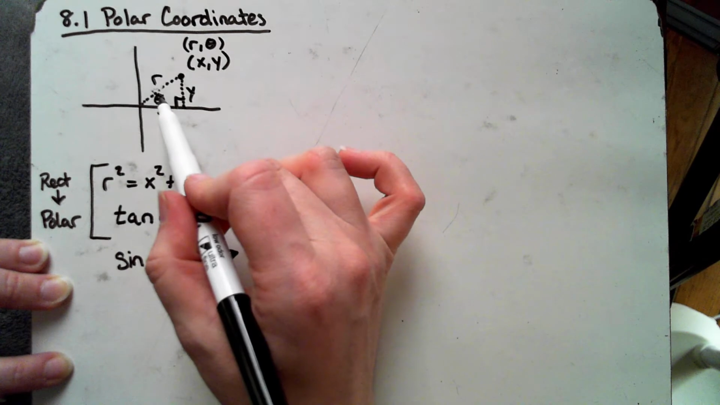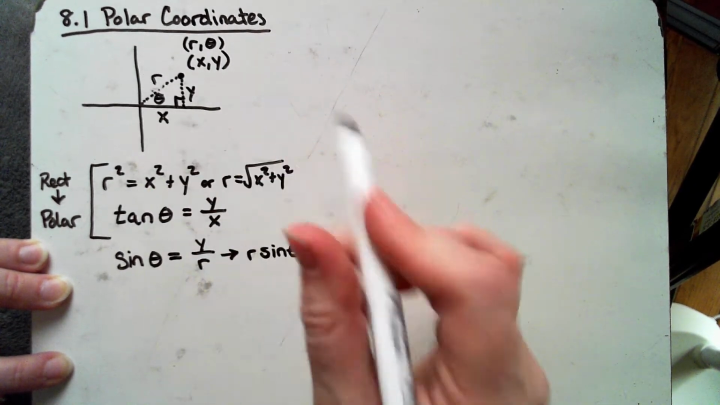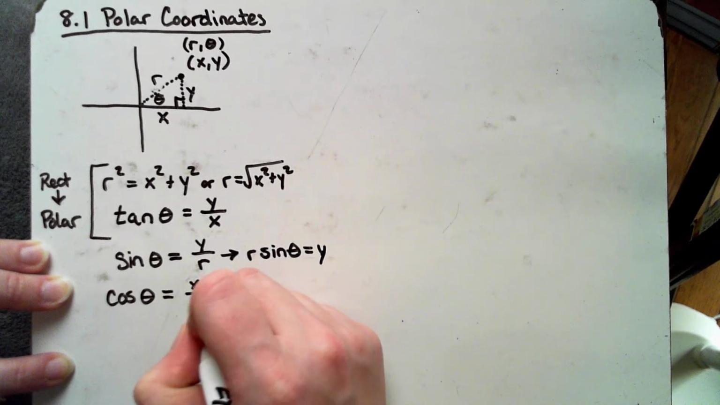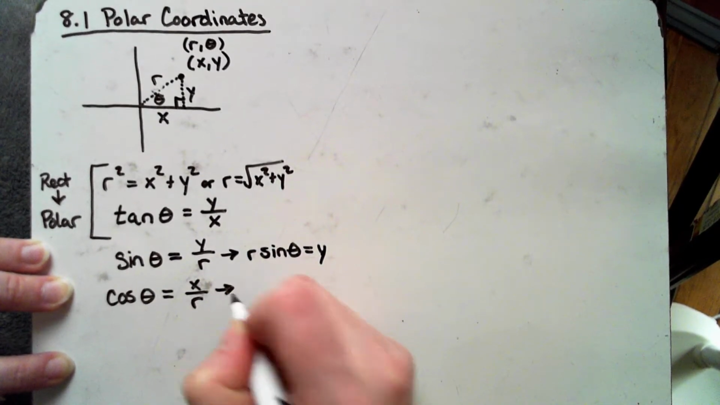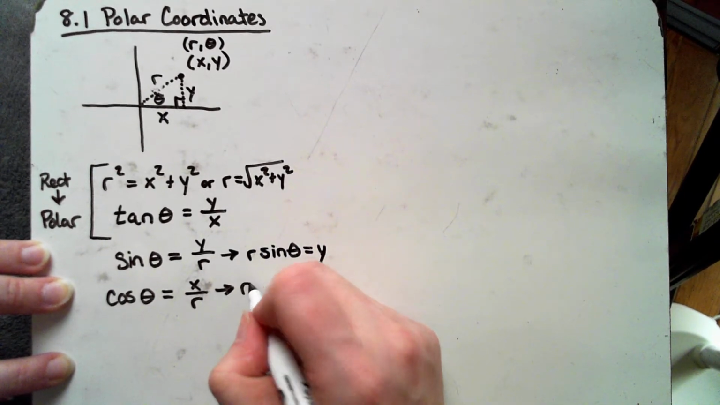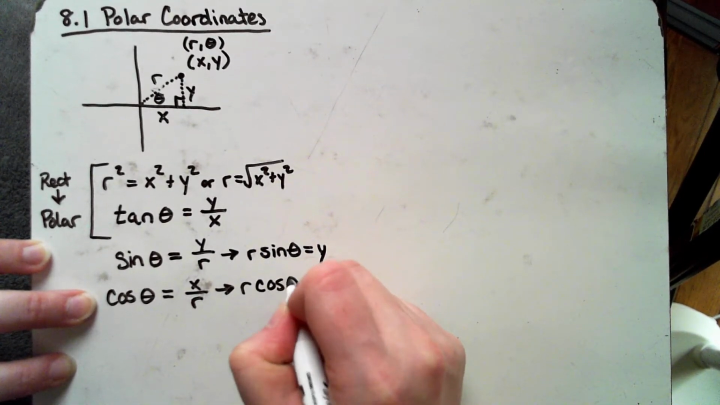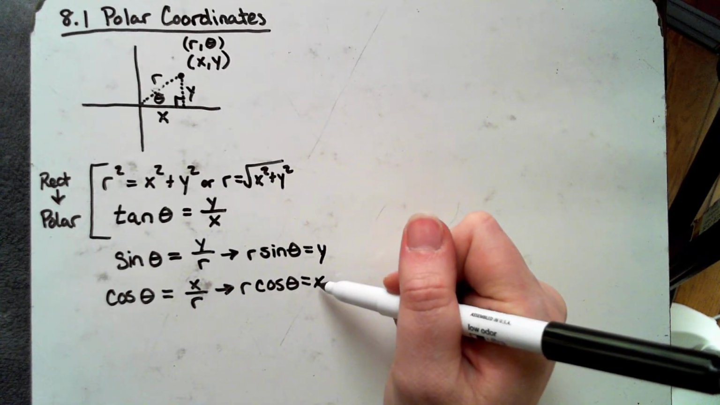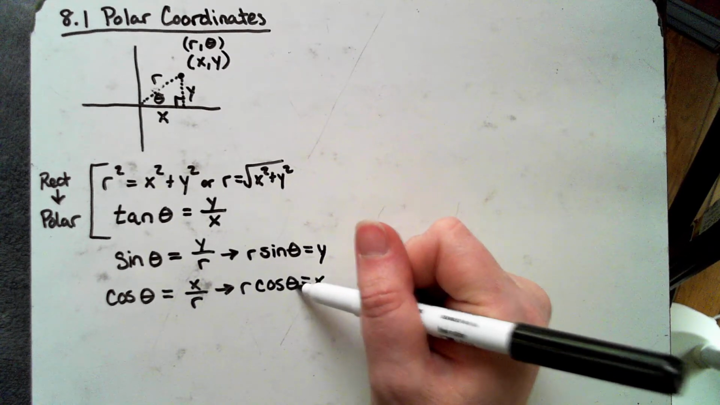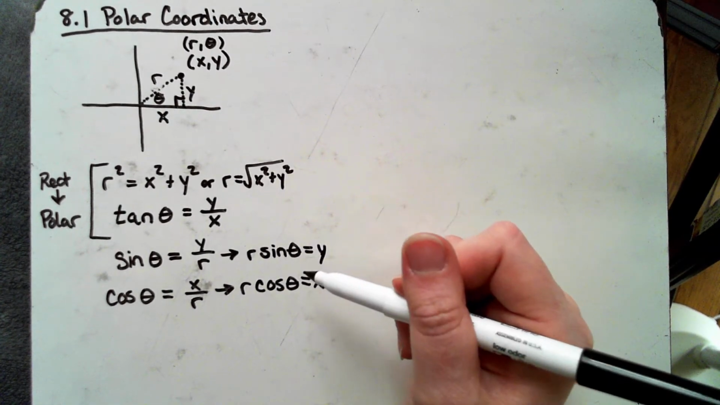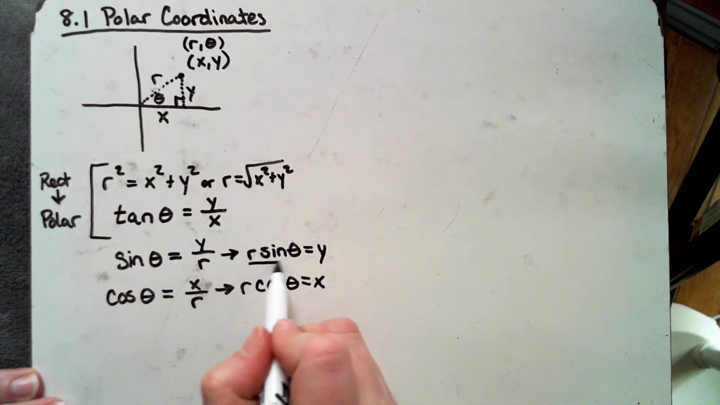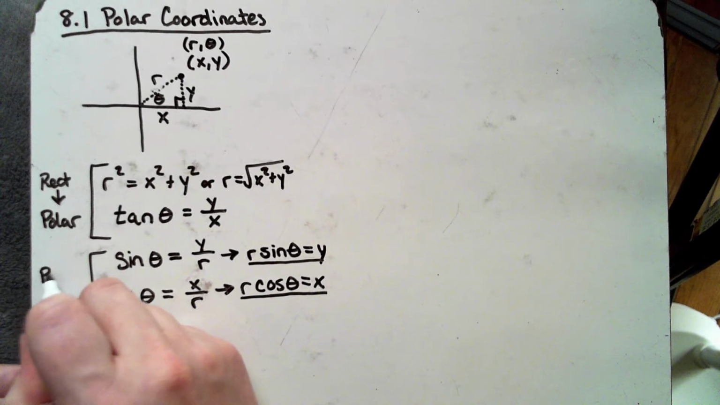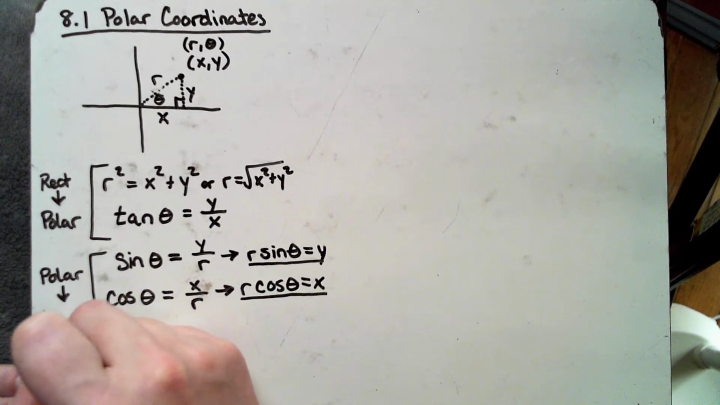Now for cosine, I have adjacent and hypotenuse. So it's going to be cosine theta equals the adjacent over the hypotenuse. And I can go ahead and solve for x and find an expression for x. Now, the beautiful thing about this is you may recall from our unit circle lessons that x is cosine and y is sine. So that helps you remember these. But these two formulas are the formulas we're going to be using if I am given polar and I want rectangular.